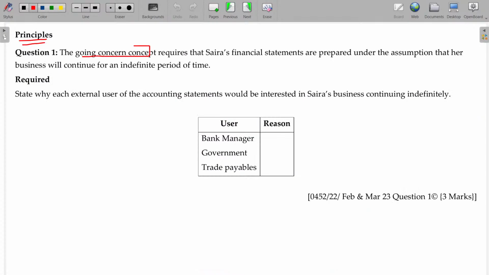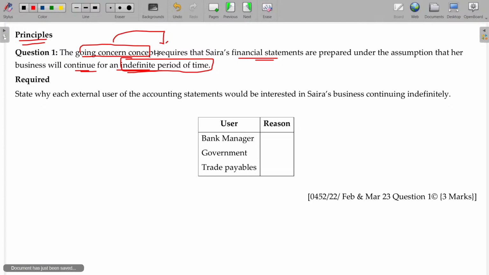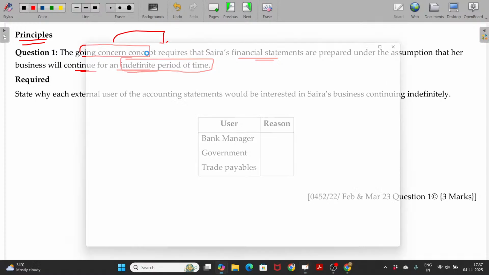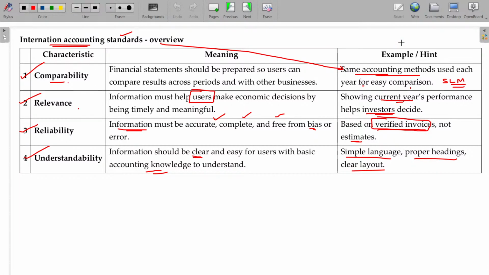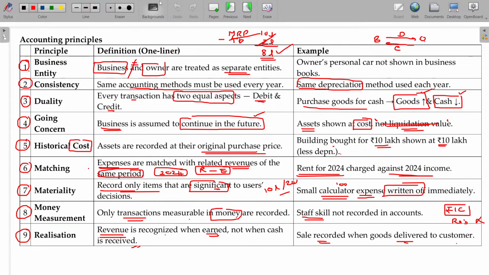The going concern concept requires that Saira's financial statements are prepared under the assumption that her business will continue for an indefinite period of time. So what is the intention? To run this business for an indefinite period. Now what is the assumption? This is called the going concern concept. As per the going concern concept, business is assumed to continue in the future.